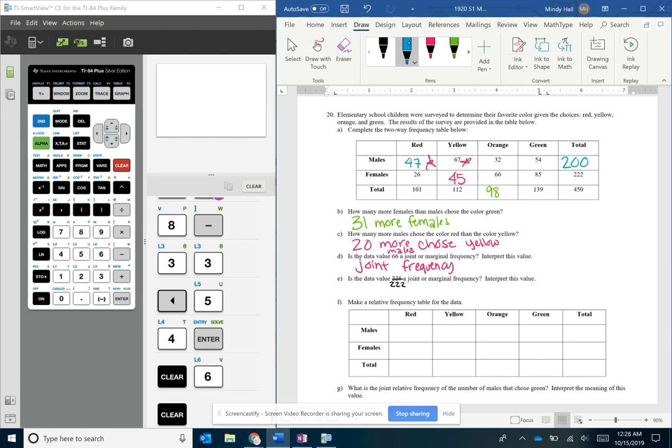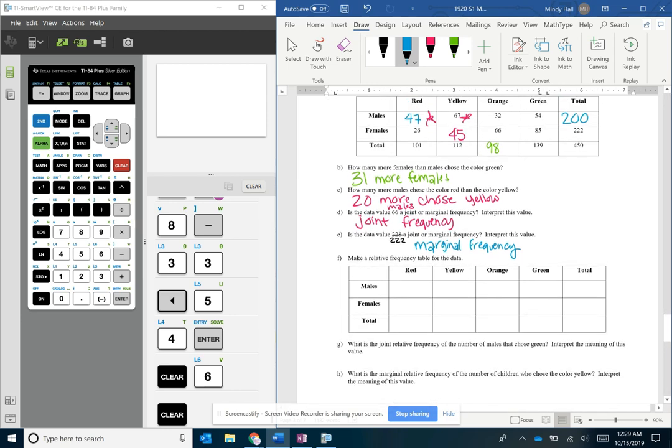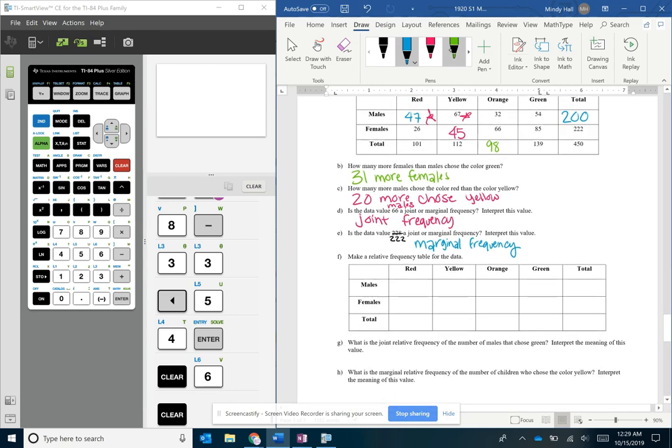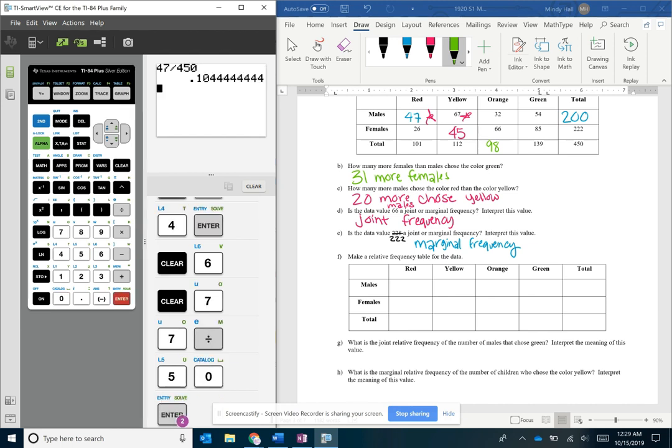And because it is in the margins, that would be marginal frequency. Okay. So to make a relative frequency table for this, you just take the numbers that you have up here and divide them by your grand total. So for red, I would have 47 divided by 450, which gives me 0.1044.